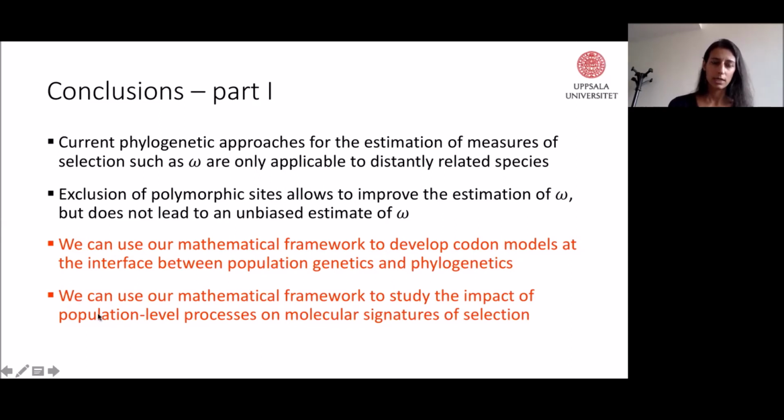What I now want to emphasize is that the mathematical framework that we are using is a very flexible mathematical framework, so we can incorporate more population level processes to study their impact on molecular measures of natural selection. And that's what we are doing next.